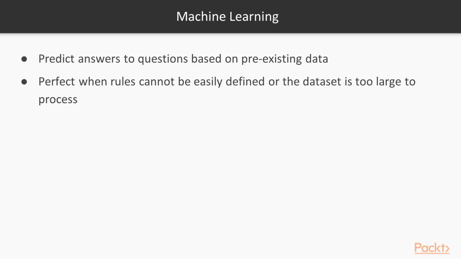In this first video, we will talk about making computers smart with machine learning. AWS Machine Learning Service can help you predict answers to questions based on the data that you upload. It can be very useful when you would like to have your question answered but cannot clearly define rules which guide the answer, or your dataset is simply too large to be processed with conventional code.